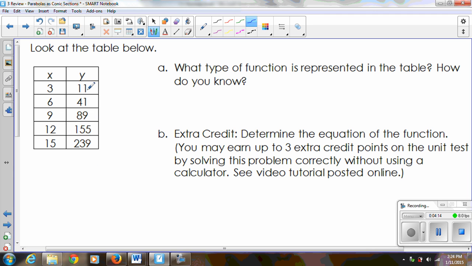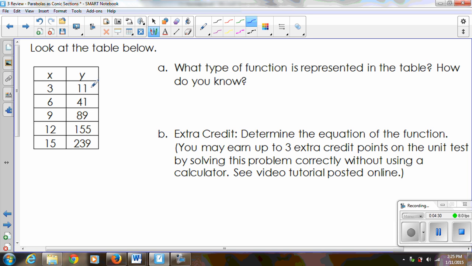I think it's pretty obvious if we go from 11 to 41 to 89 all the way up to 155 and then up to 239, that we're not adding the same thing, and it doesn't look like we're multiplying by the same thing either. So I'm going to go ahead and do the common difference first.